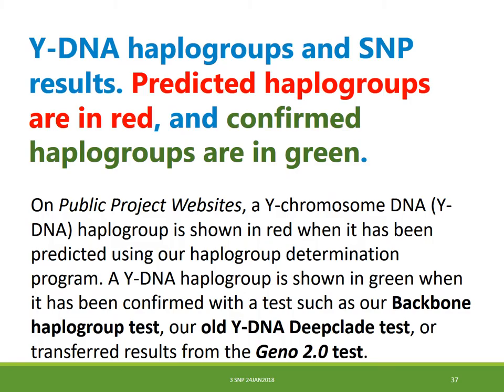So like I said a moment ago, why DNA haplogroups and SNP results? Predicted results are in red, and confirmed results are in green. So if you want to be sure of your test, you'll do a test to find out what your SNPs are. If you want to rely on the higher level number, the red letter, that's usually about 6,000 years ago, which I don't feel does me any good for genealogy.